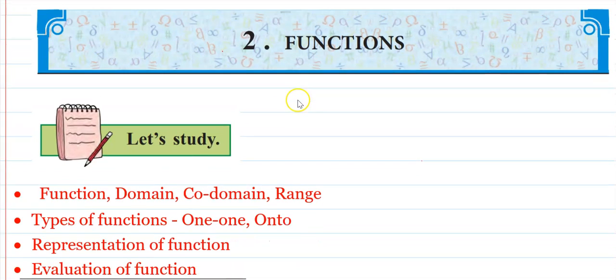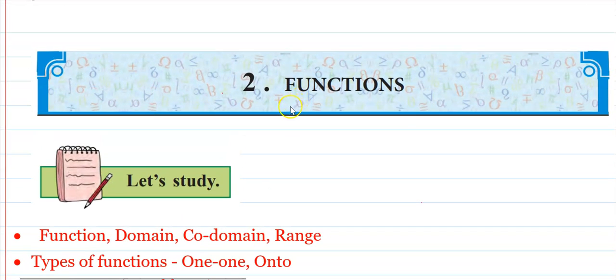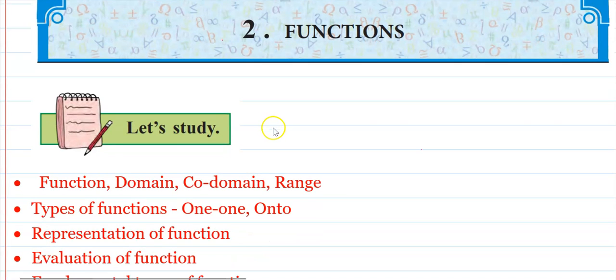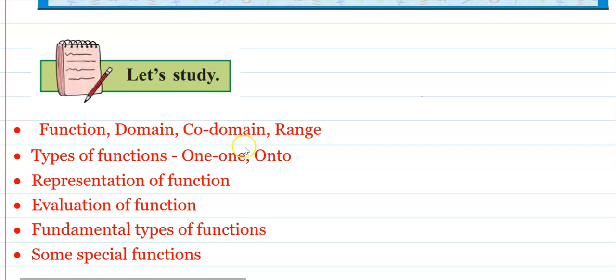Hello friends, now we'll start chapter number 2, functions. In this video, I will explain function, domain, codomain, range, types of function, 1-1 and on-to functions, representation of function, evaluation of function, fundamental types of function, some special functions, and all the solved examples in a very simple language. Also, the exercise 2.1, all the problems. So, this video will take more time to complete all the questions and all the main points.